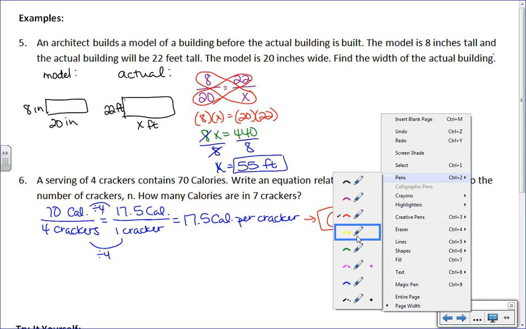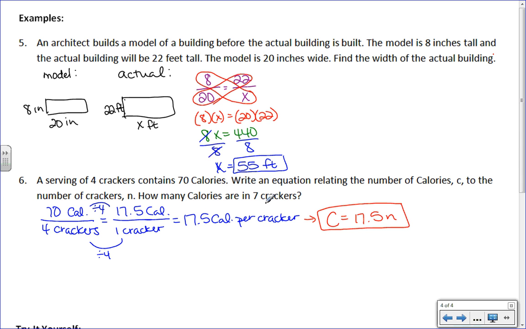Now the second question asks us to also find how many calories are in 7 crackers. So if this is the number of crackers, it replaces the letter N in our equation. So C equals 17.5 times N, which is 7. And when we multiply 17.5 times 7, we get 122.5 calories.